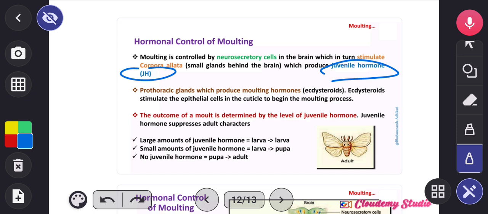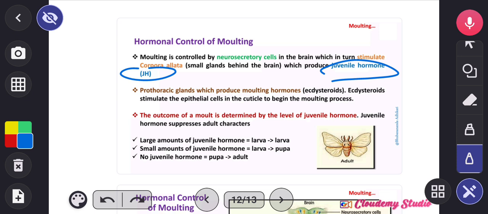It begins the molting process when the ecdysteroids stimulate the epithelial cells, and the outcome of the molt is determined by what we know as the juvenile hormone. The juvenile hormone suppresses adult character. The juvenile hormone suppresses what? Adult character.